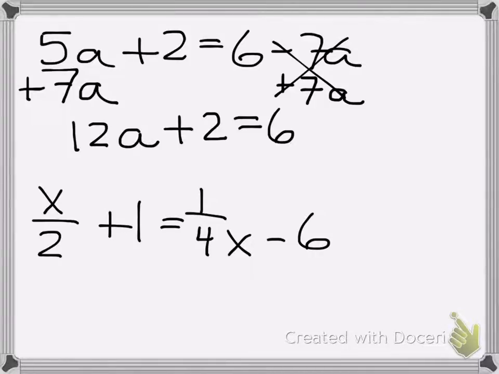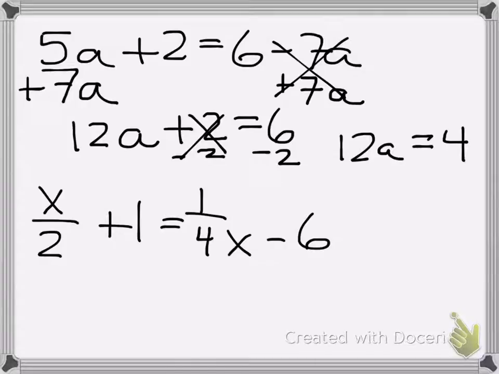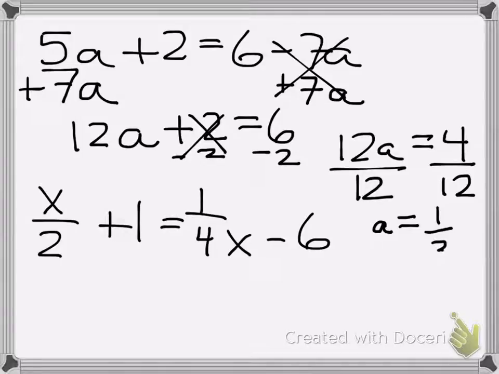Now I want to do the same thing with the numbers. So since the a is already on the side with the 2, I want to get rid of the 2 by combining it with the 6. Since it's plus 2, I'm going to minus 2. So I have 12a equals 6 minus 2, or 4. And then I'm going to divide by 12. And again, we have a fraction that we can simplify, so we could divide both by 4 and get a is 1/3.